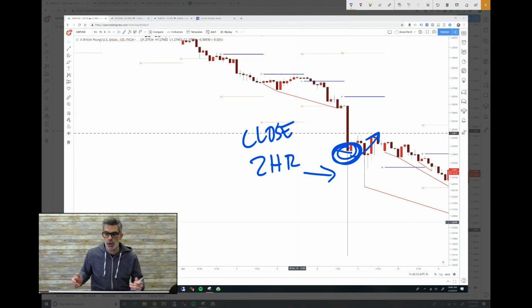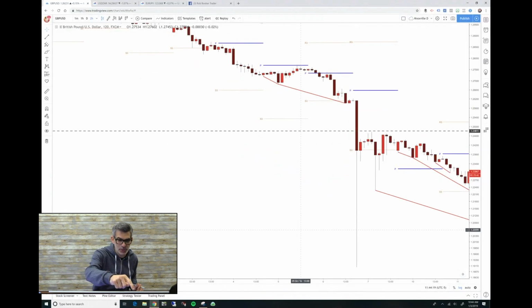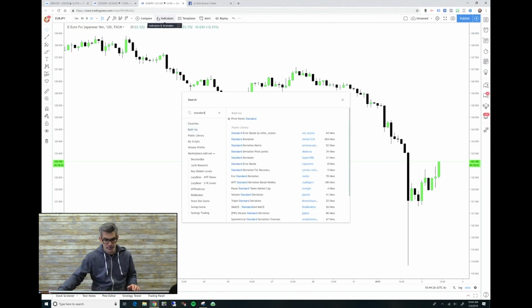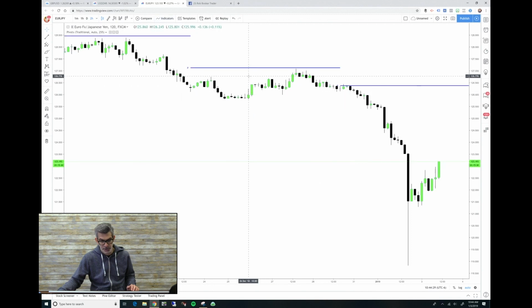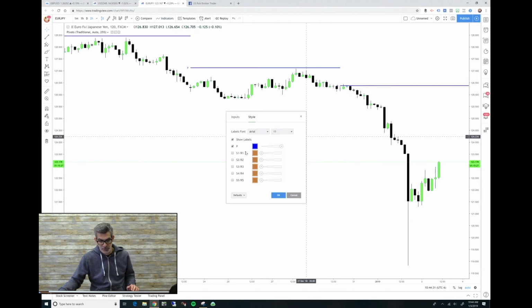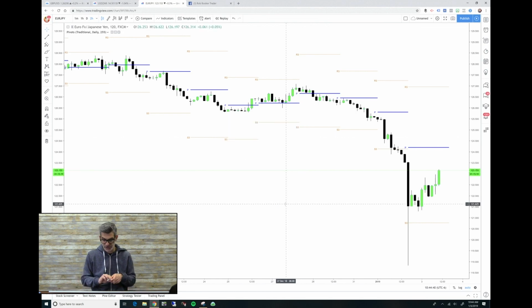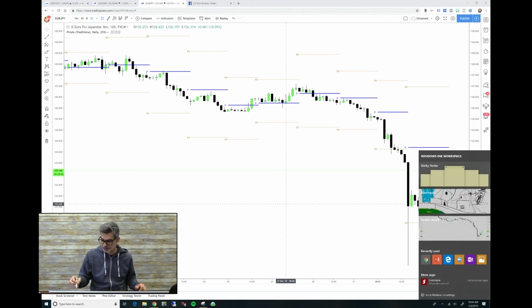And what happens in these moments is everybody absolutely and completely panics. They go bananas. But it doesn't have to be a giant move, but that S3 or R3 level is going to be an important level in those moments. Let's pull up those levels on the euro yen. Pivot points. We'll go daily. And on style, we'll add S3 and R3. And here is the euro Japanese yen.